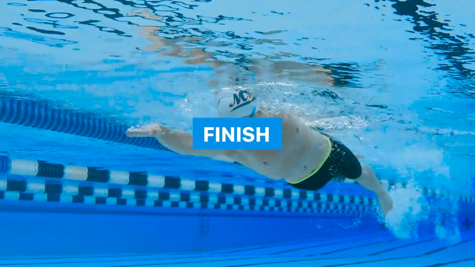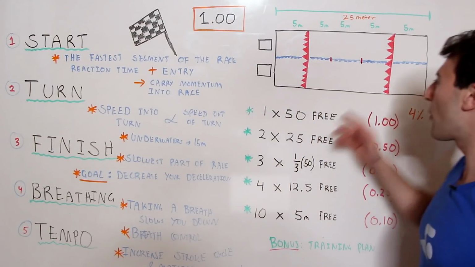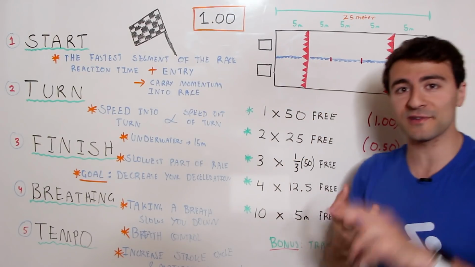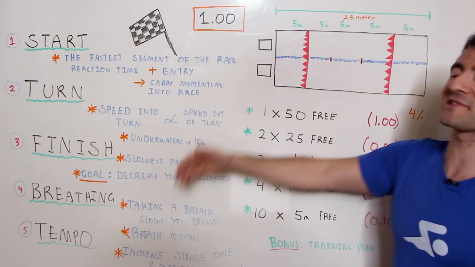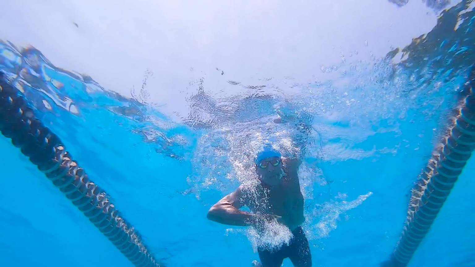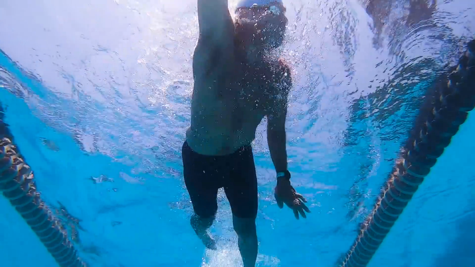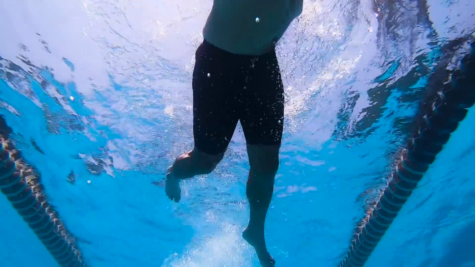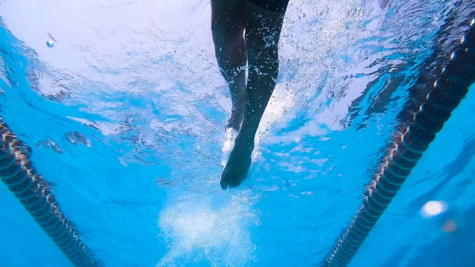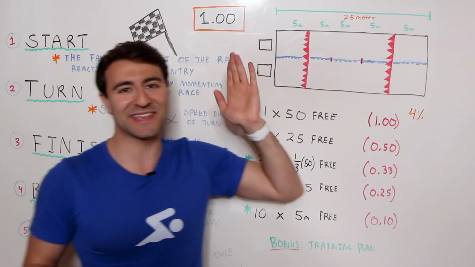And so in the finish, the goal is to decrease your deceleration. So this whole last part of the race, whether it's a long course or short course, you're getting slower and slower and slower. But you don't want to do that. You want to maintain your speed. Now let's talk about how you maintain your speed over the course of the race. Because for me personally, in the 50 freestyle, this is a killer. I've got a rockin' first 25. I hit the turn and I just fall apart on the second 25.